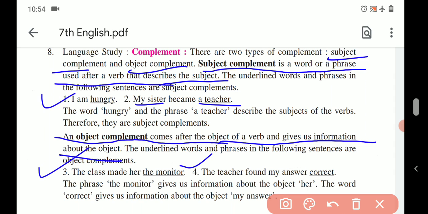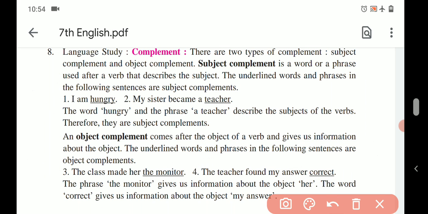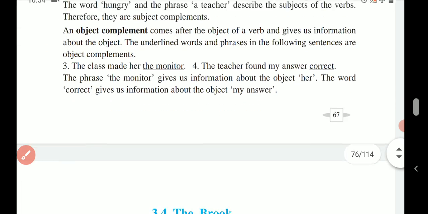Next example, the teacher found my answer correct. Here in this sentence, my answer is the object. How is that answer? Correct. The word correct gives information about the object, so it is an object complement. So I think you are clear with the concept of direct and indirect object.